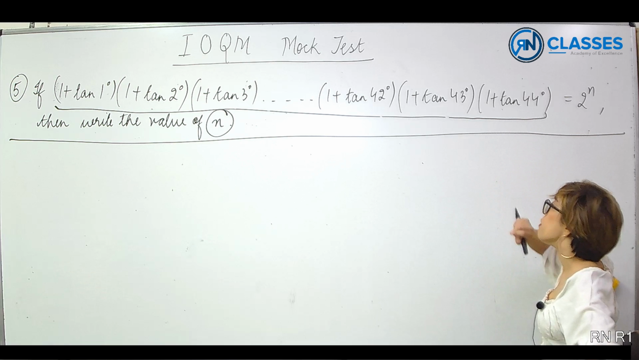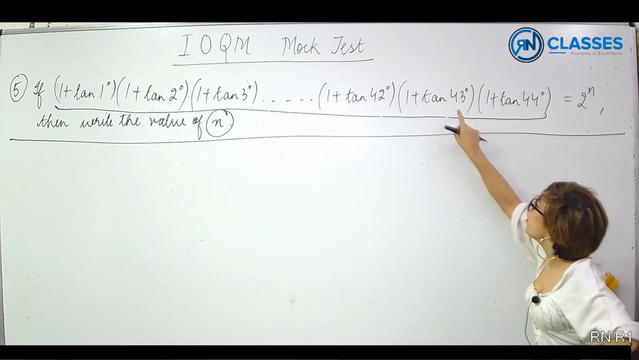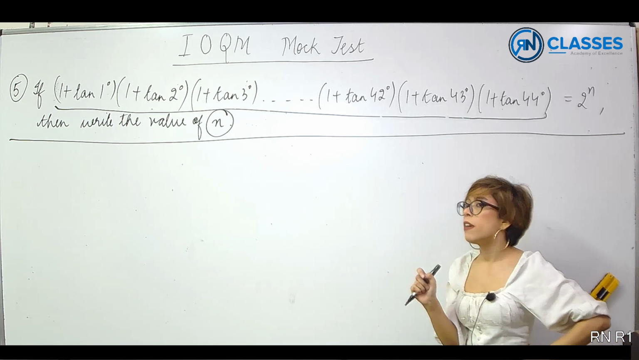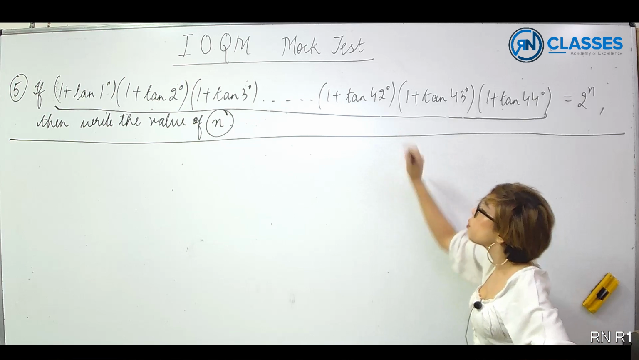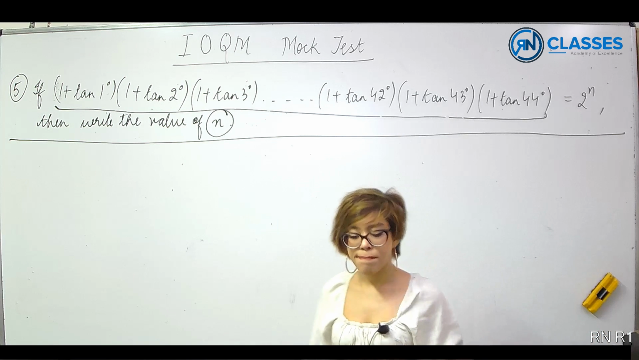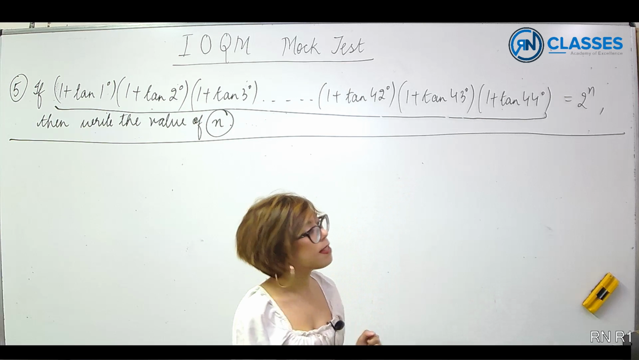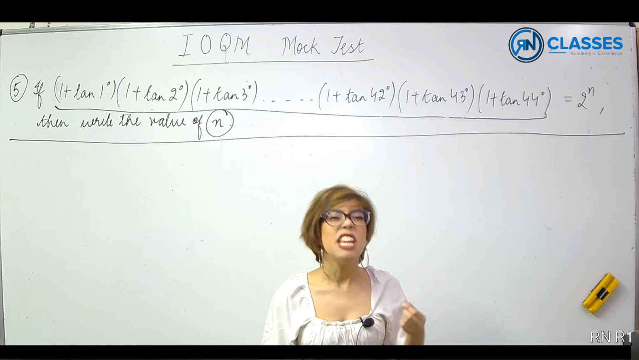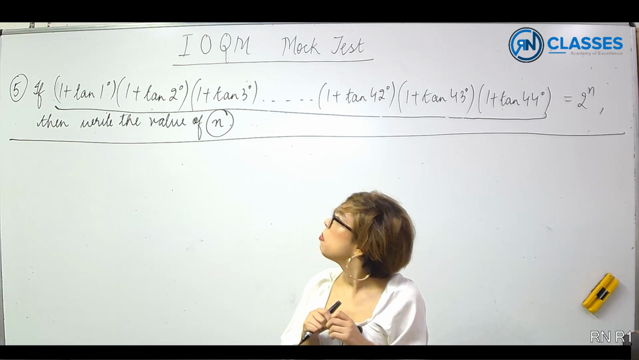44 is there. 45 is not there. But then 43 is there. 43 is there, very near to 45. Cool. 42 is there, very near to 45. 44 is there. I need 45. That means if only I had 1 degree more.